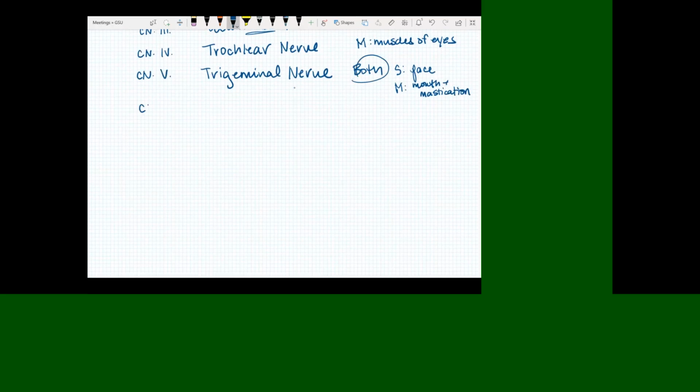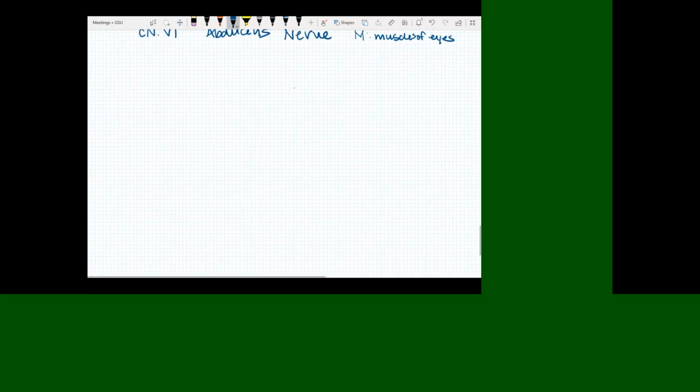Then we're going to have cranial nerve 6, and that is the abducens. I never know if I spell this one right or wrong. Abducens nerve. And the abducens nerve is going to be motor only, and this is our third set of muscles of the eyes. So this is our third set of muscles that will control that area.